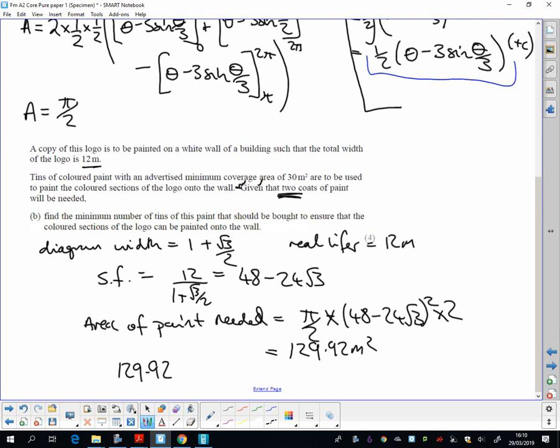Okay. So we're just going to take our area. It says each paint covers 30 metres squared, and you'll get 4.32. So therefore, obviously we're going to need 5 tins of paint.